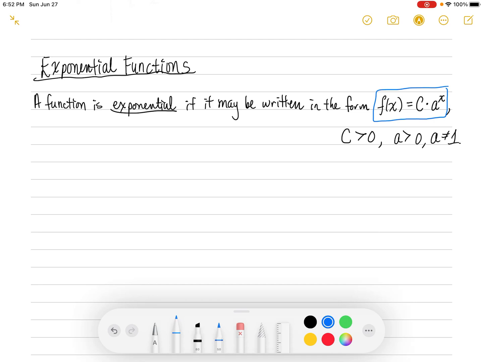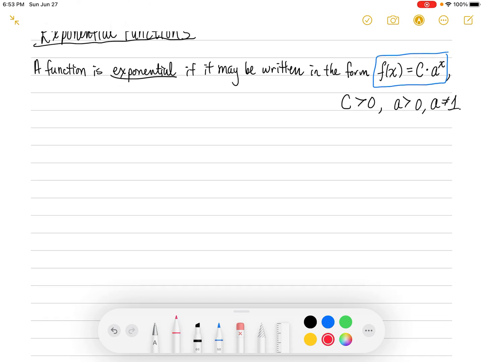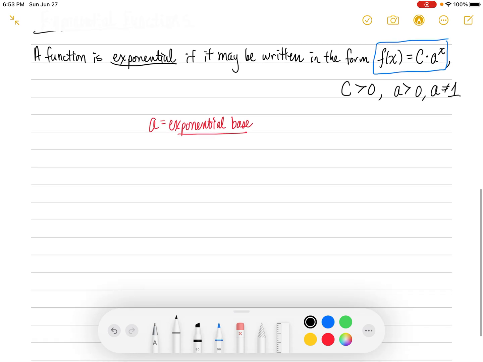So any function that takes on this form, where you have a positive constant out front times a number to the x power, where x is a variable, is called an exponential function. The key is c is positive, a has to be positive, and it can't be 1. This a right here is sometimes called the exponential base. You'll hear it called that sometimes, the exponential base, a.